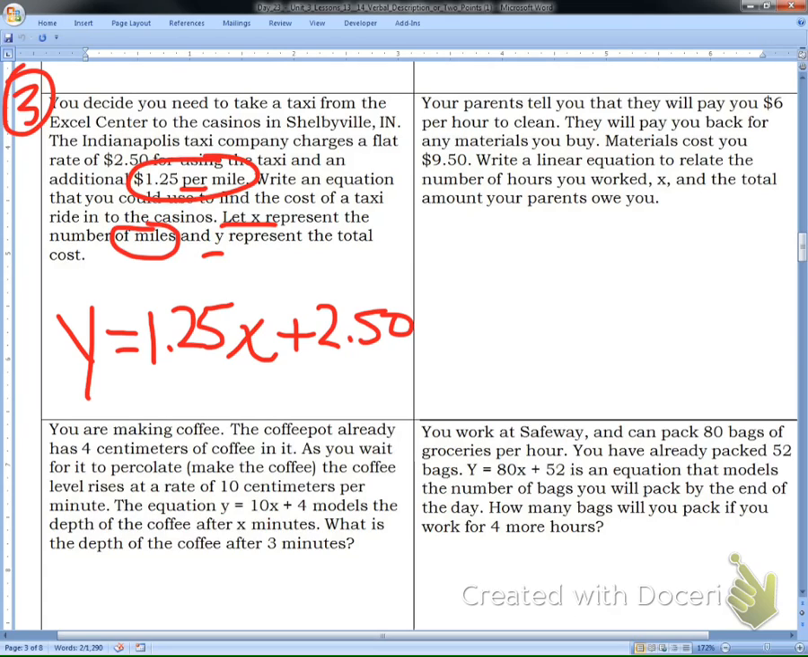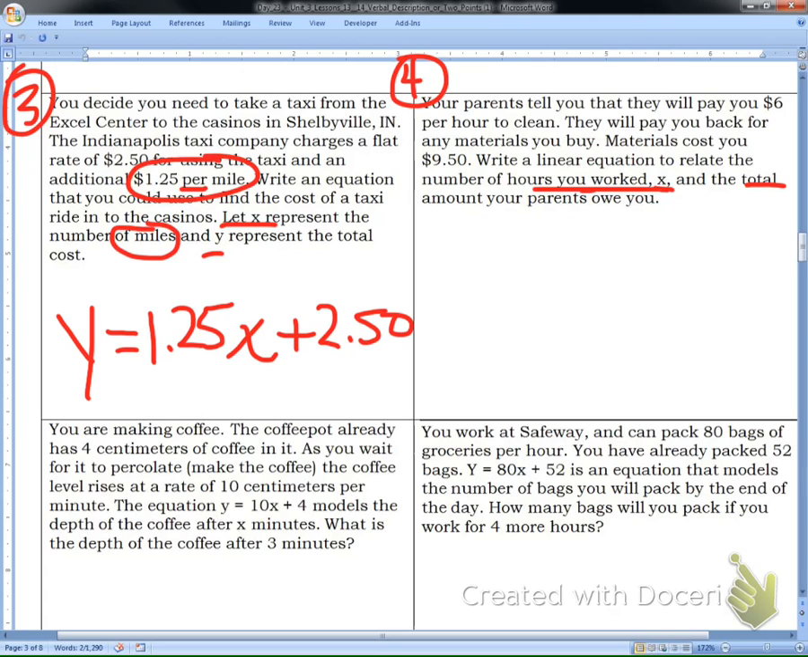So let's go on to the next one. Go ahead and push pause and give it a try, and push play when you're ready to check. Okay, you ready? X this time is this linear equation to relate the number of hours you worked, x. So this is just another way of them telling you what variable to use. You'll see a description and then a comma to let you know that they want you to use that variable x for hours, and then the total amount your parent owed you.